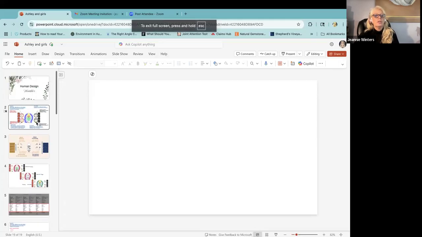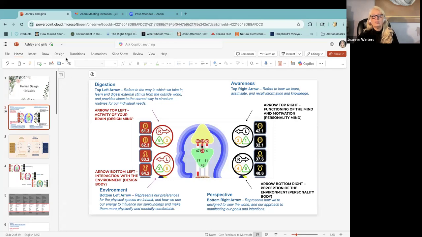I forgot my thank you one, but I want to go back for a second to show you the one here. What we were just doing was the perspective. It represents how we're designed to view the world and our approach to maintaining our goals and intentions. So that's different from digesting information and food and stuff like that. That's what I mean by the different ones. You have to take it in context because you'll be saying observed and observer in different ways. I know this one is a little confusing, but it goes so much deeper.